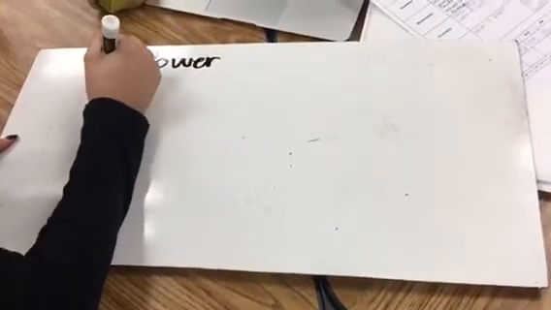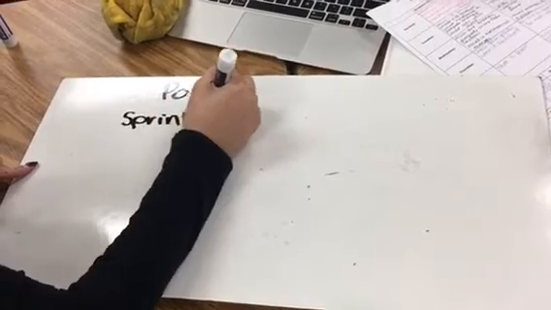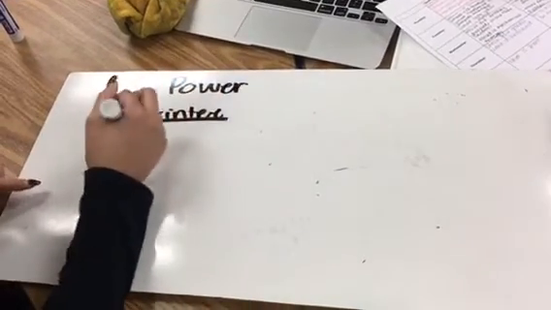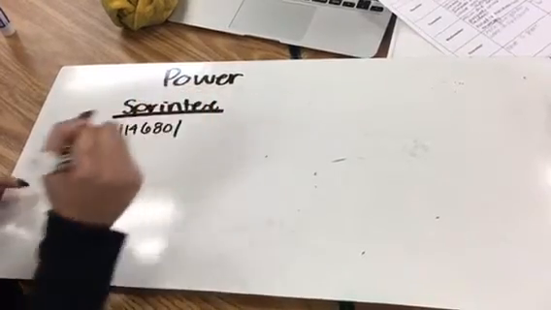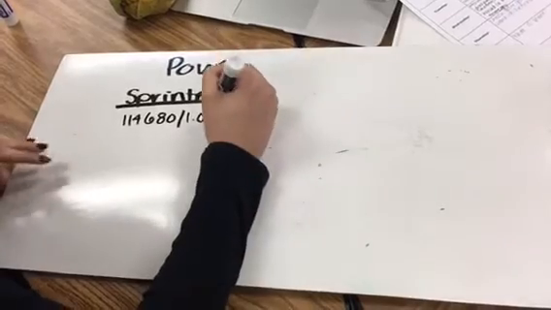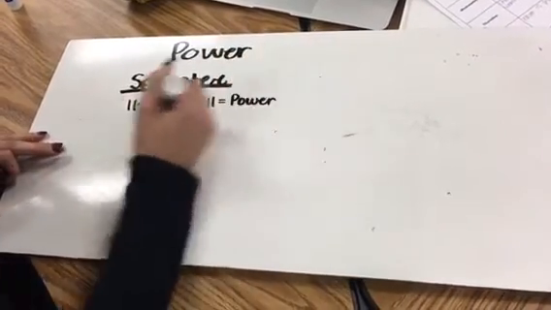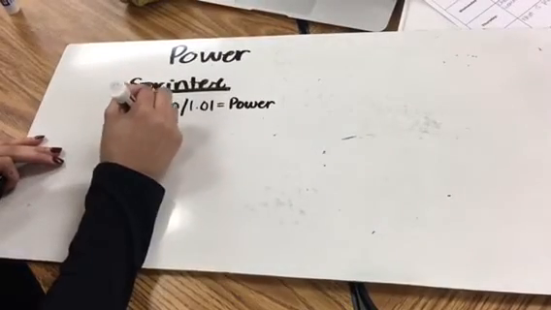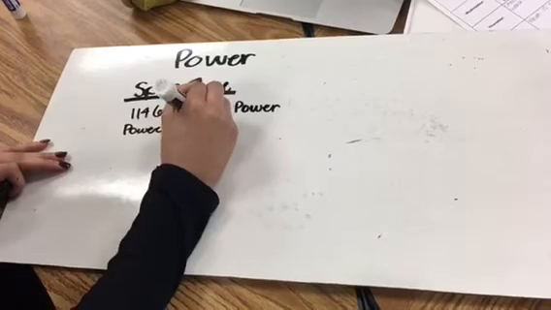For power, the more work done, the more power that you are going to need to get the job done. For the sprinter, you divide the work, which is 114,680, divided by 1.01, and you get a total of 113,544.55.